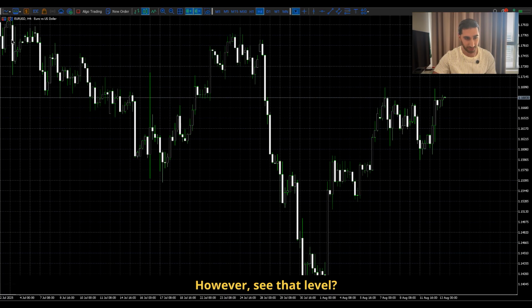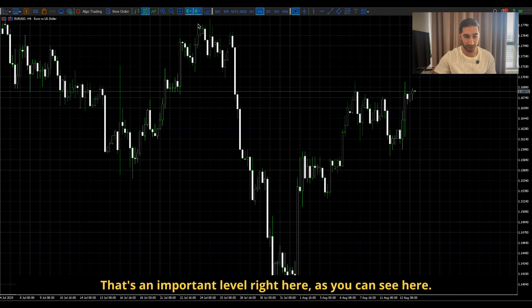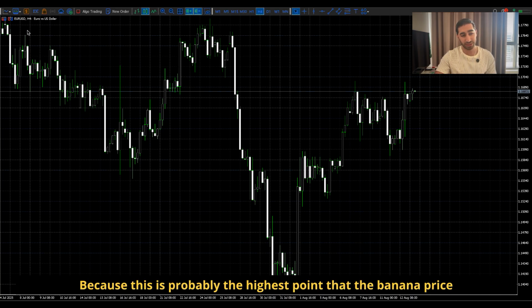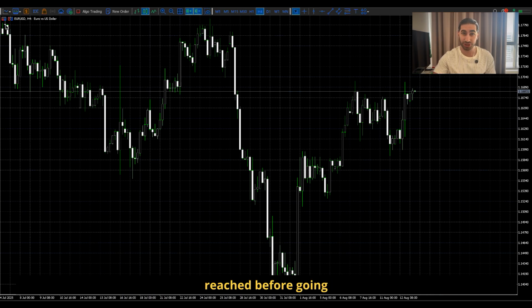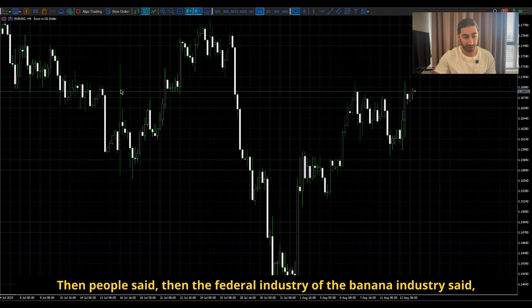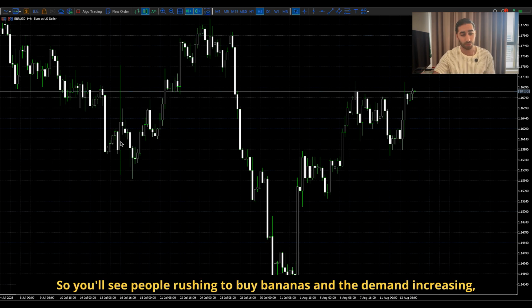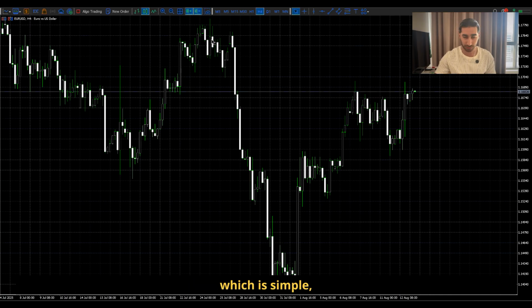However, see that level? That's an important level right here, as you can see. Why is it important? Because this is probably the highest point that the banana price reached before going down. Then the federation of the banana industry said, hey, no bananas now. So you'll see people rushing to buy bananas and the demand increasing, which is simple, right?